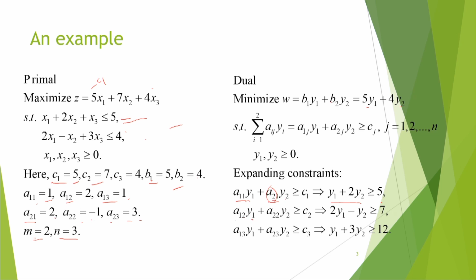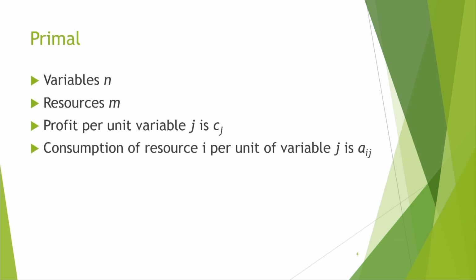Similarly, A12 Y1, now you are writing the second constraint corresponding to the second variable, x2. So, it is x2's coefficient in the first constraint, that is why A12 Y1, and this is x2's coefficient in the second constraint, that is why it is A22, and this is greater or equal to C2, and then you get 2 Y1 minus Y2 greater than this one. Similarly, you get A13 Y1 plus A23 Y2, and it is greater or equal to C3, then you get Y1 plus 3 Y2 greater or equal to 12. So, that much you have done. Okay, you got this one.